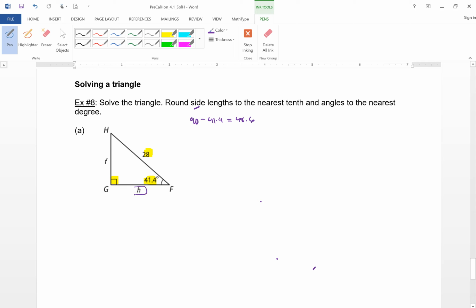So to find h, here's my angle, and I'm given the hypotenuse. It's adjacent and hypotenuse, meaning it's cosine. So cosine of 41.4 equals h over 28. That means 28 cosine of 41.4 equals h, which means it's 21.